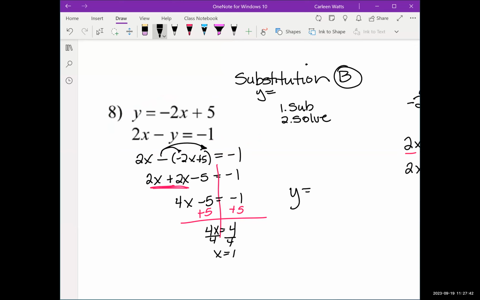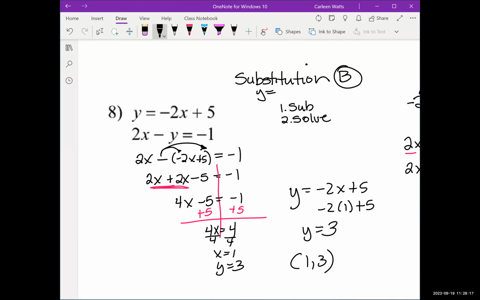So Y equals -2x plus 5. Plug in X equals 1. And what does that give me for Y? -2 plus 5 is correct. 3. So at the point (1, 3), (1, 3) would work for both equations. It's the point where the two lines cross.